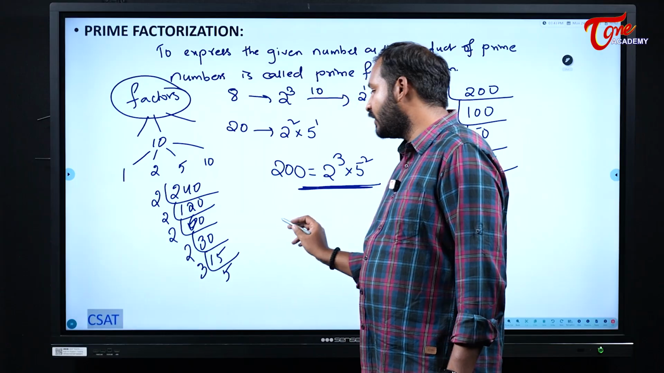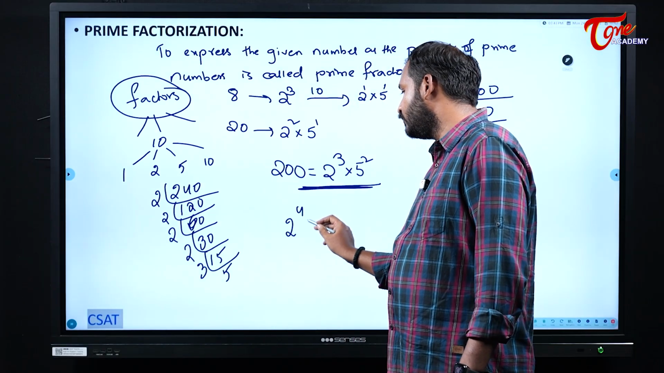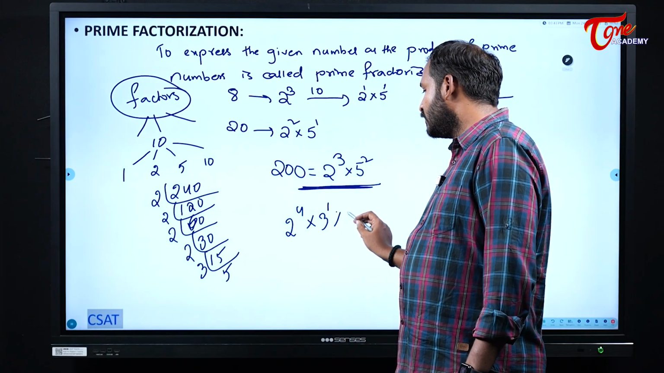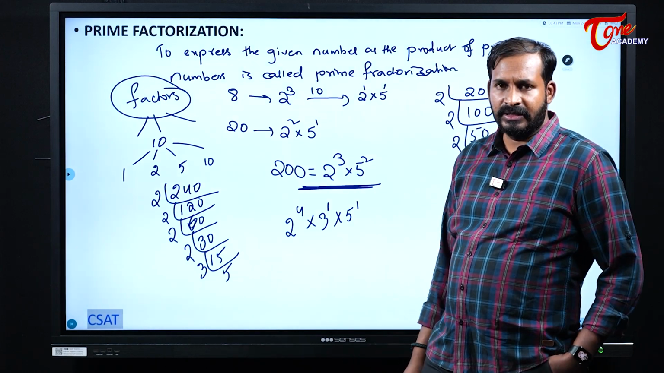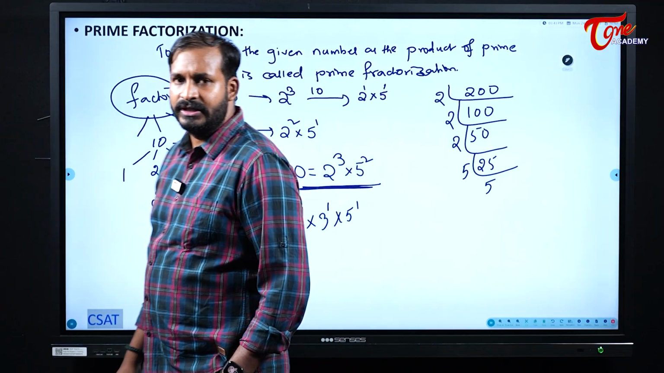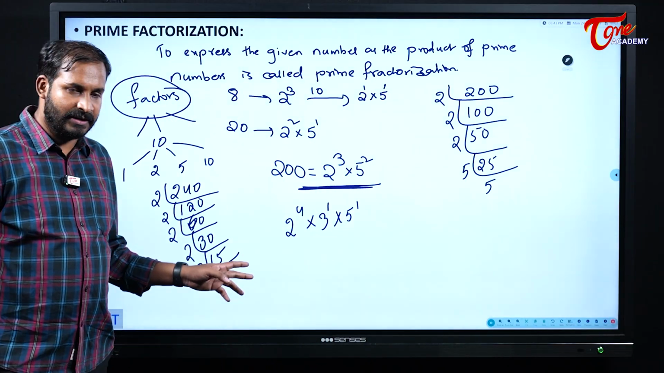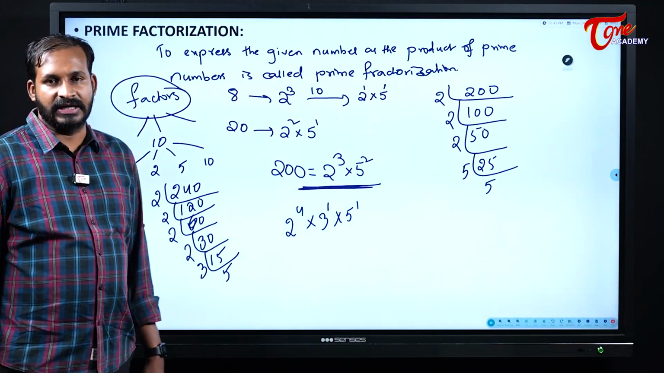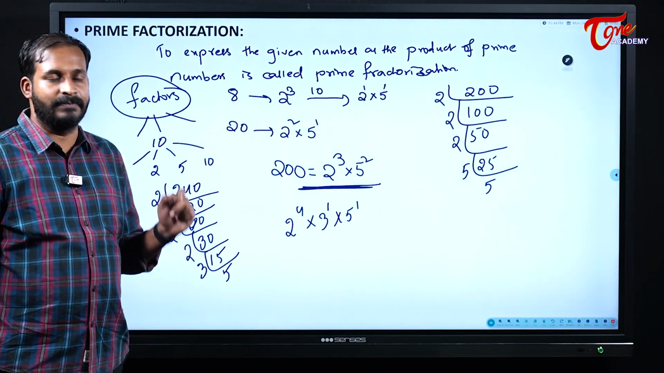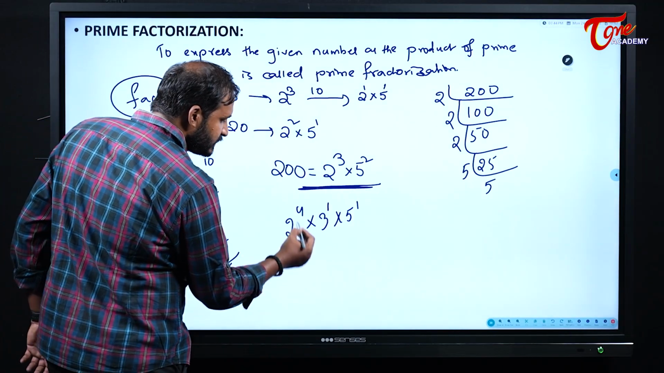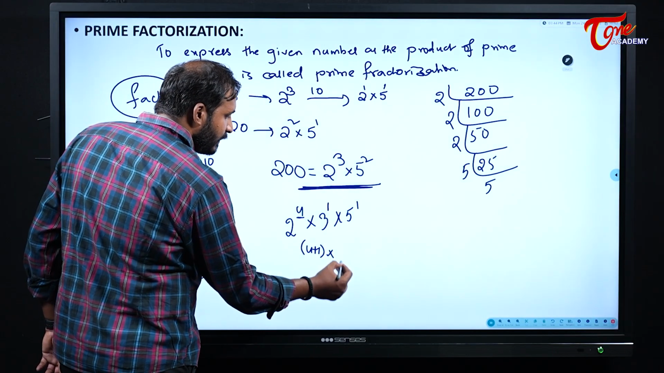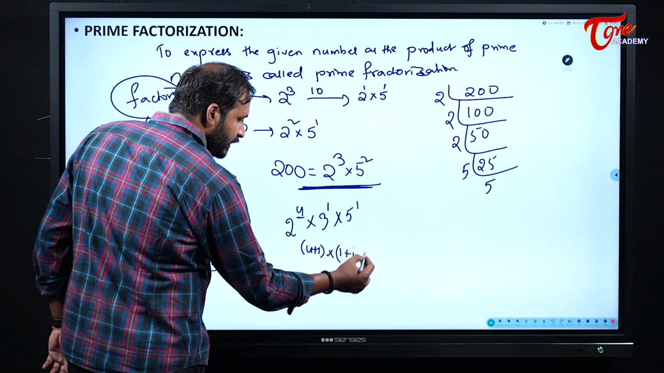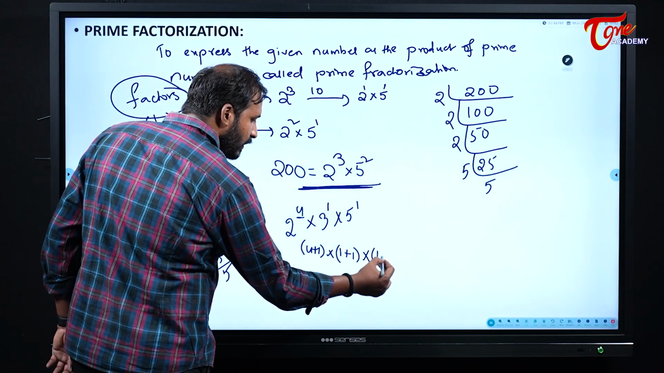So I can write 240 as 2 to the power of 4 into 3 to the power of 1 into 5 to the power of 1. After writing the given number as a product of prime numbers, that means after doing the prime factorization, to find the total number of factors, add 1 to the powers and multiply them. Here the power is 4, so 4 plus 1, into 1 plus 1, into 1 plus 1.